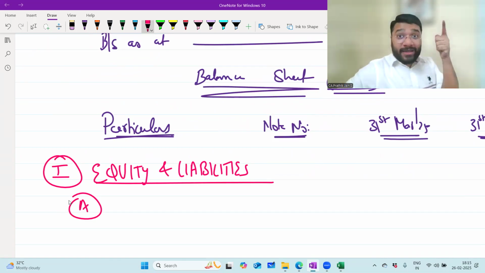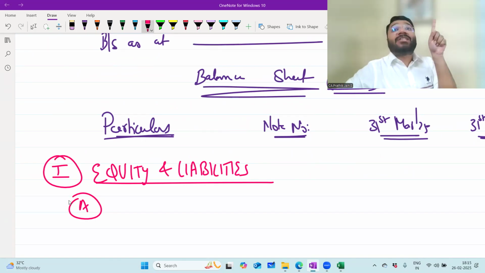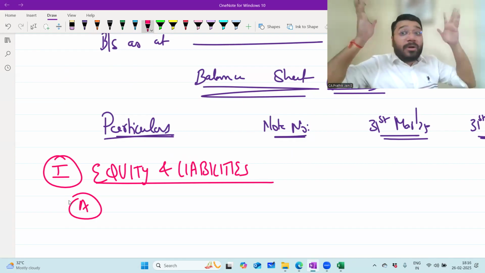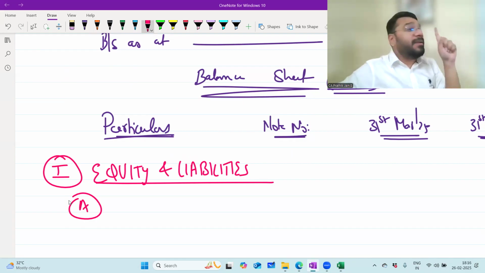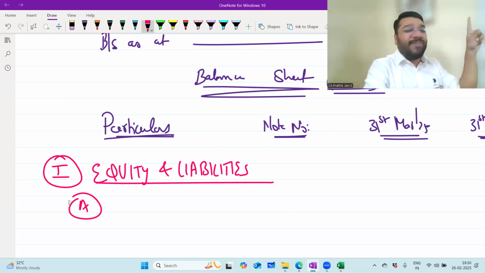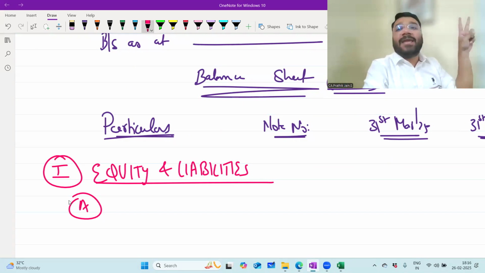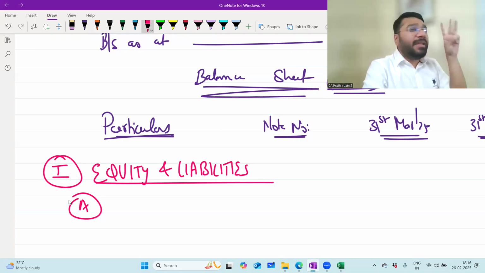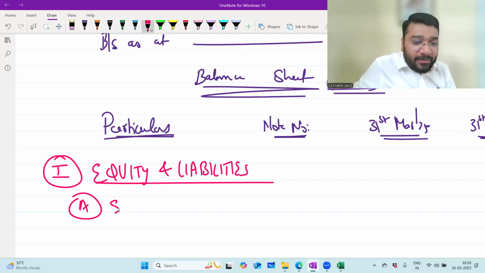4 sub classifications, not 3. You're getting confused. Shareholders' funds, share application money pending allotment, non-current liabilities and current liabilities. Equity and liabilities has how many children? 4 children. First child name, shareholders' funds. Second child name, share application money pending allotment. Third, non-current liabilities. Fourth, current liabilities.